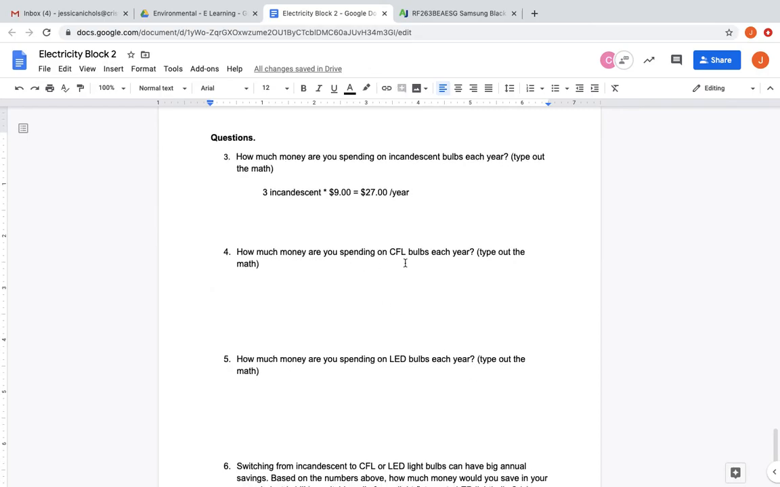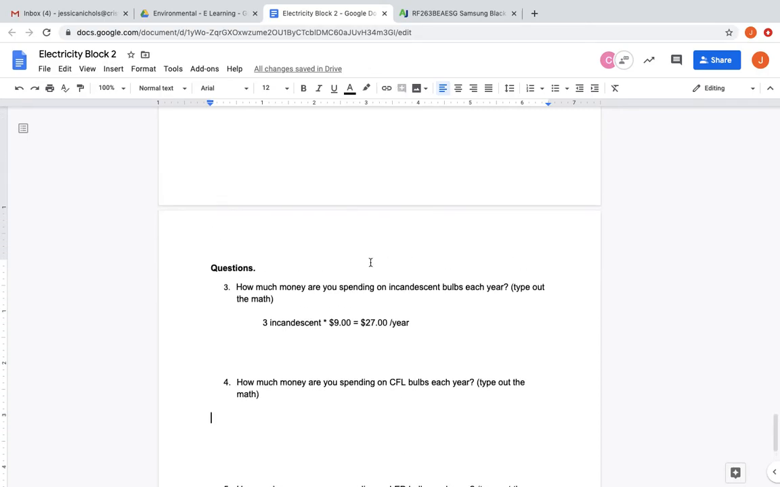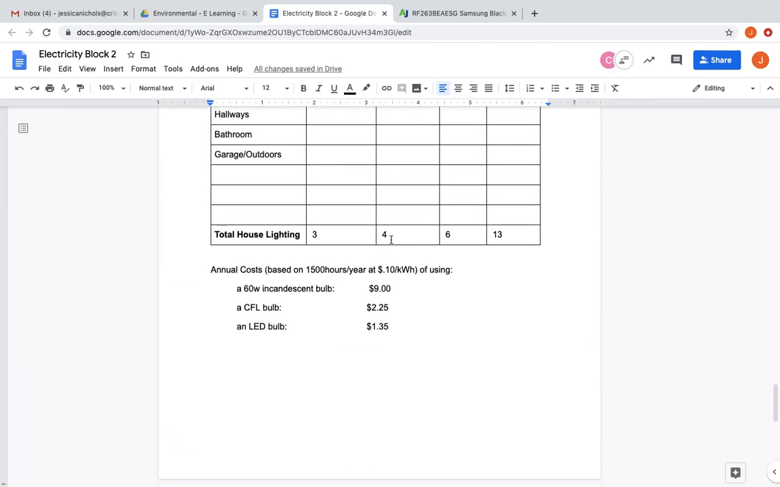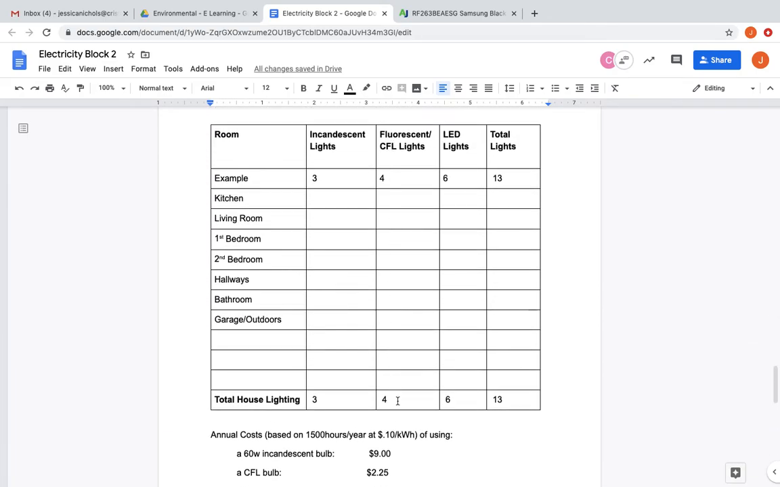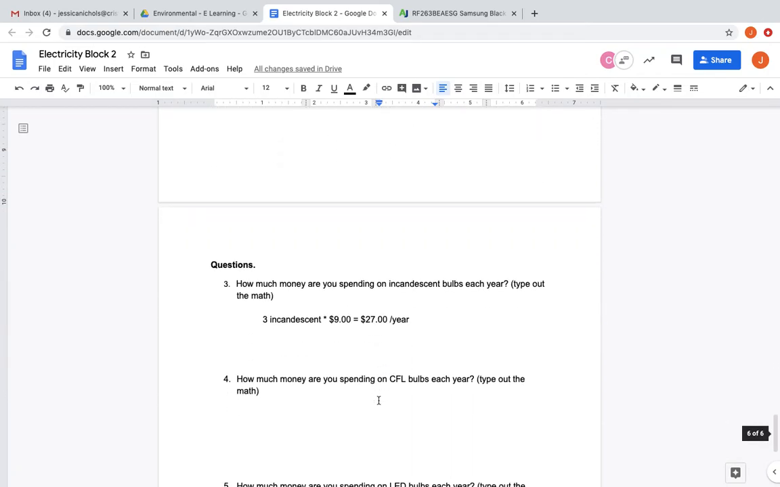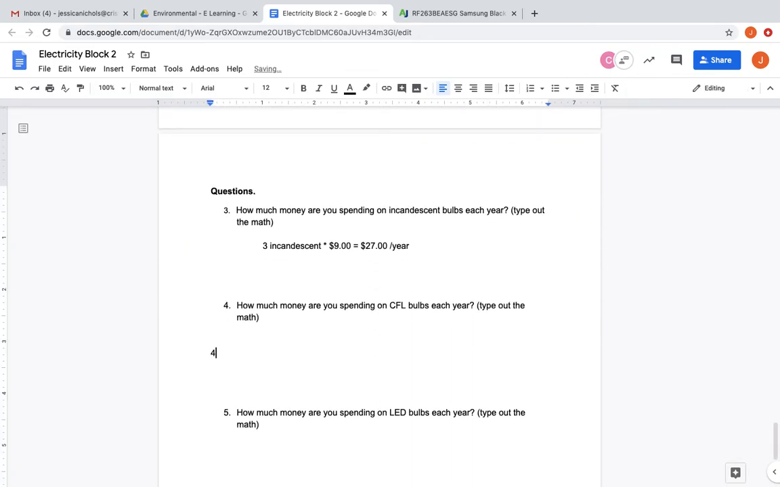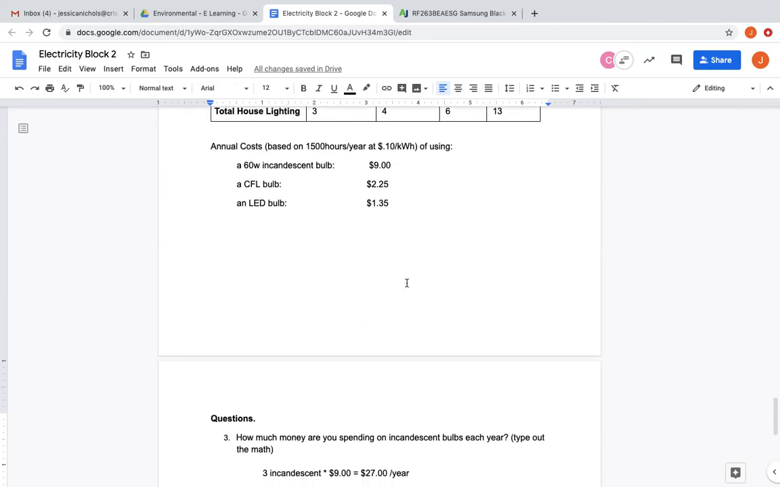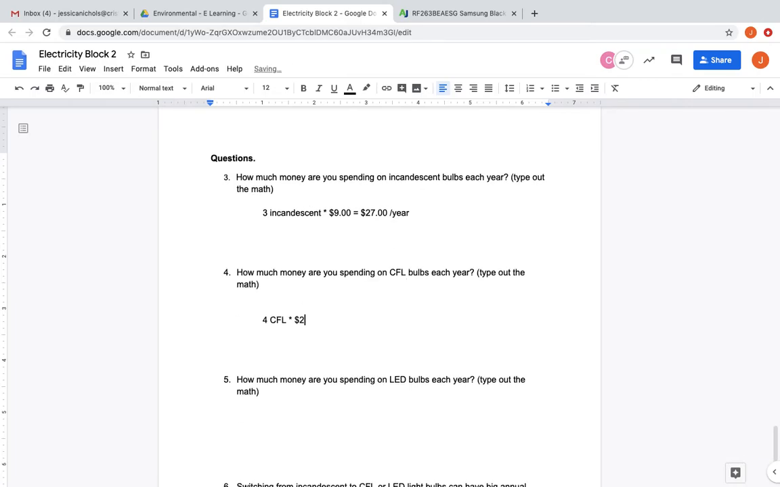And you have to do the same thing for CFL. So CFL bulbs, we're going to go look at our CFL, okay? The number of CFL bulbs in my house is 4. So I'm going to go down here and I'm going to write 4 CFL times, and then I'm going to go look at the cost of a CFL bulb. It's $2.25. $2.25 equals $10, right? No, 2.8. I think it's $9.